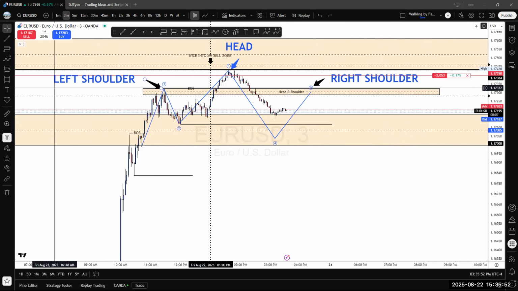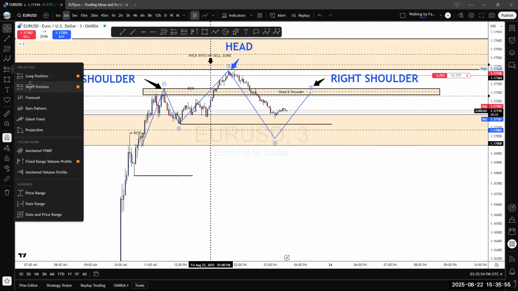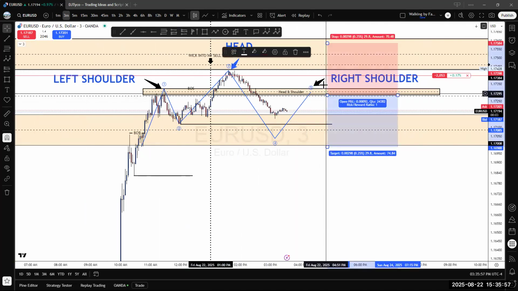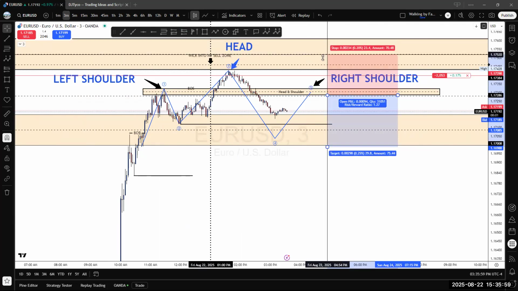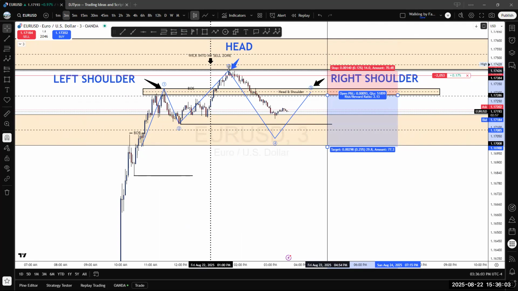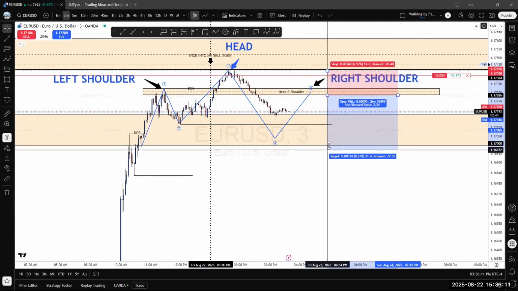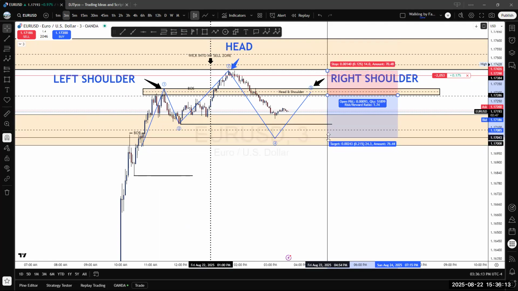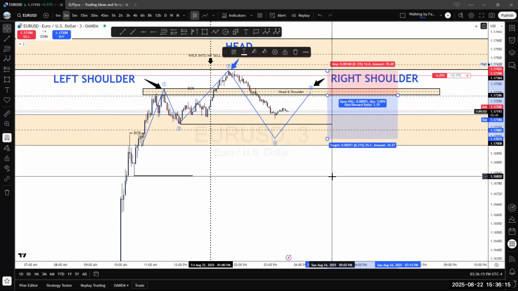put an alert, or put a sell limit already in. Your stop loss goes above the swing high, which is above the head. Your stop loss is always above the head. And then your target is right back down to four. Your first target is always down to four.